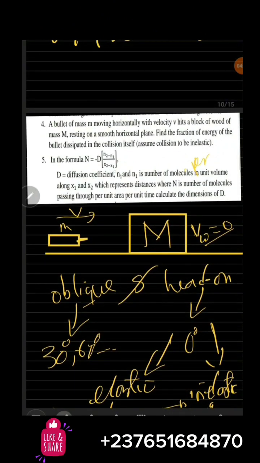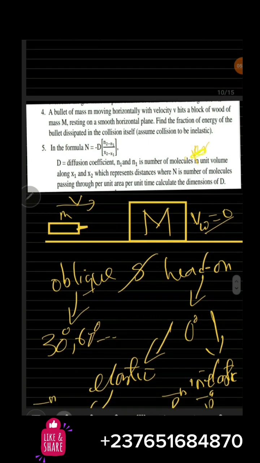formula n equals negative D into (n2 minus n1) on (x2 minus x1). D equals diffusion coefficient. n1 and n2 are number of molecules in unit volume along x1 and x2, which represent distances, where n is number of molecules passing through per unit area per unit time. Calculate the dimensions of D.